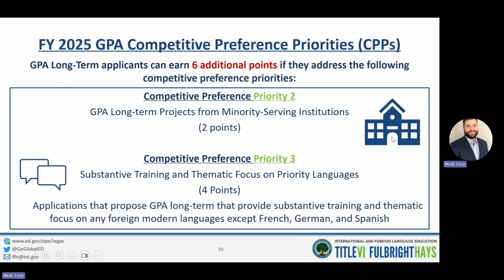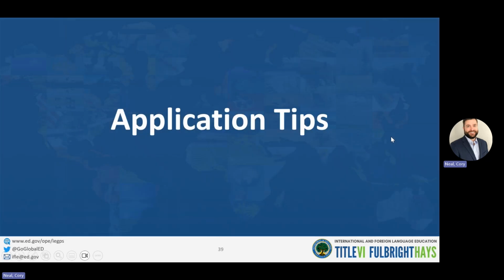Remember, GPA long-term projects are language intensive. This doesn't mean that you can't submit an application, for example, that would go to Mexico for students to increase their Spanish skills. It just means you wouldn't be eligible for these points. So I hope that's clear. If not, again, you can always reach out and I'm happy to elaborate.